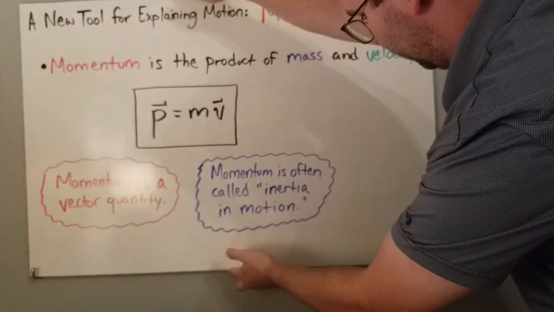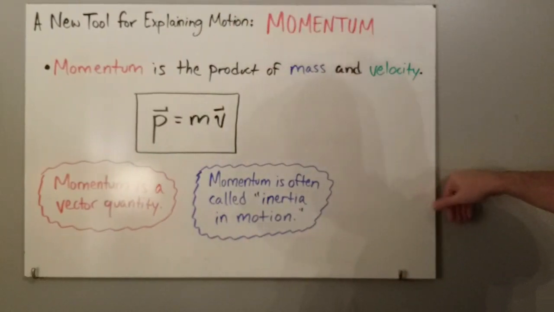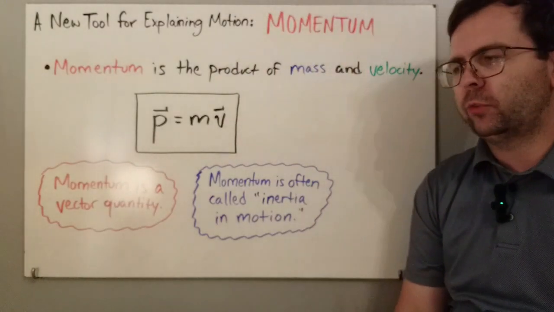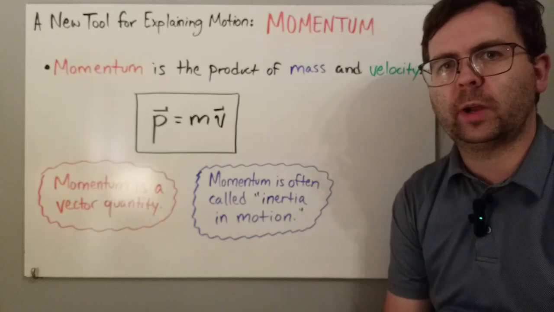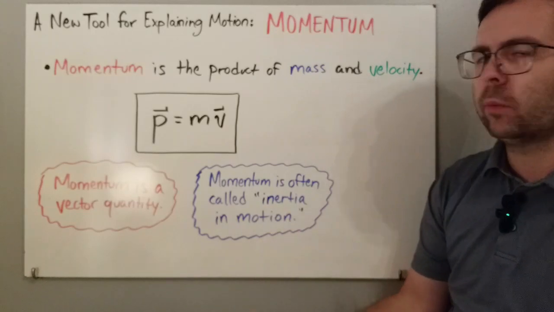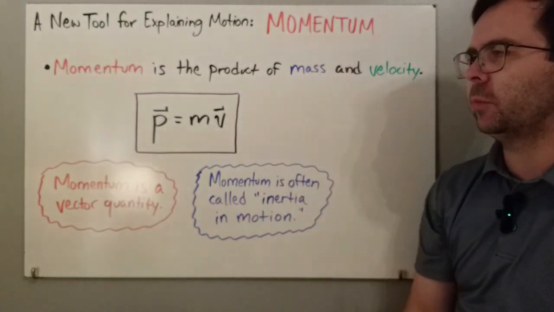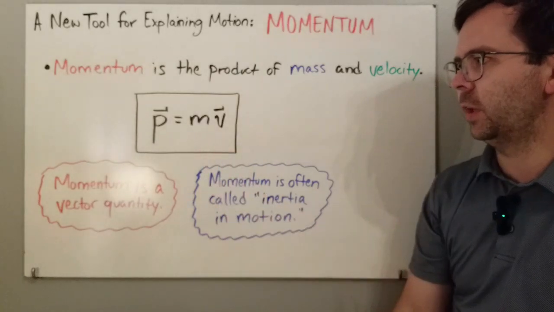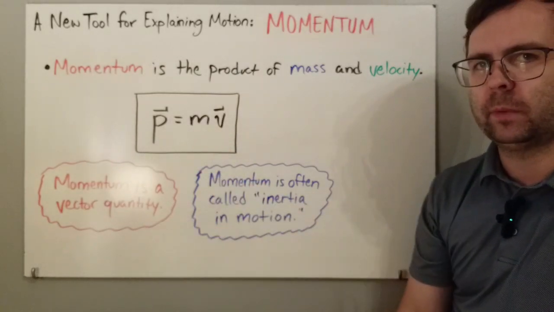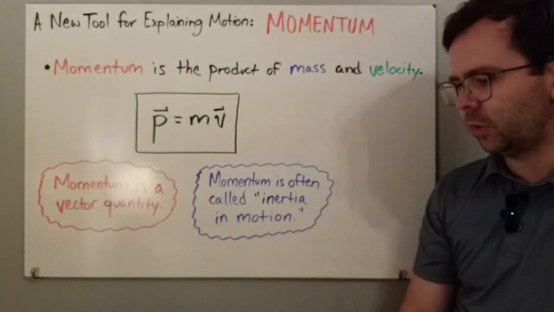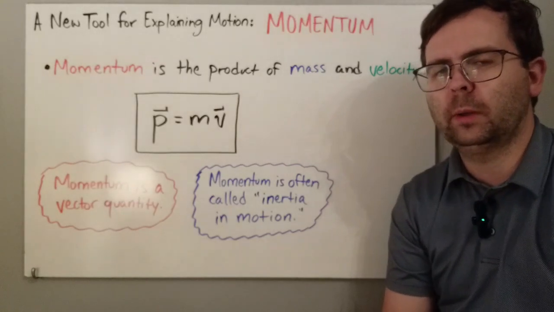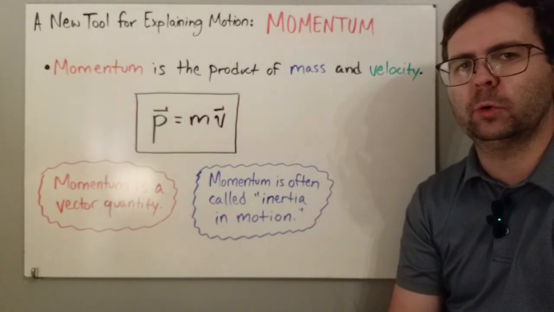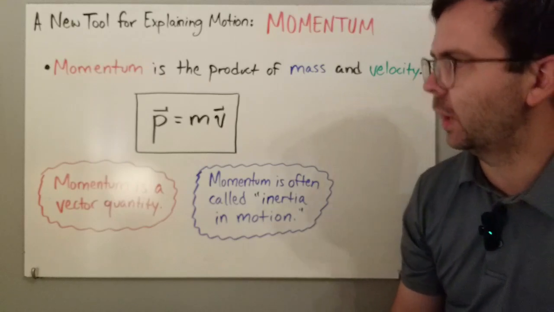So, what is momentum in physics? Well, as I said at the start of the video, it's a tool for explaining motion. A new tool. We've already used forces to talk about motion. Newton's second law says that an object will accelerate given a net force and its mass. But now we're going to use a new tool called momentum, and momentum is the product of mass and velocity. So here's that equation again. Momentum is also a vector quantity, so it has a direction. Momentum is often called inertia in motion, or in other words, mass in motion. So if something is moving, it's got momentum. You have to be moving in order to have momentum.